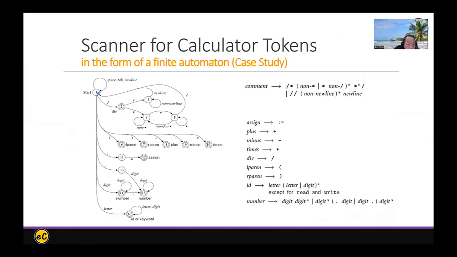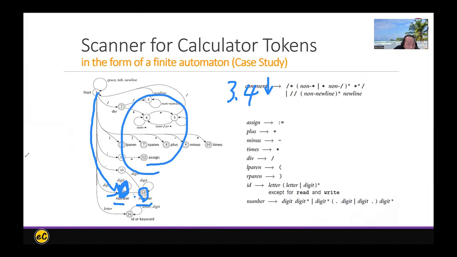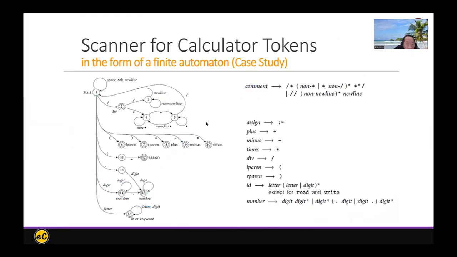So if you see a number, you go to the number state. If you see another number, it keeps repeating until you see a space or the end of the string. Then you finish a number. Or you see a dot, you go to the second number state, then you may have 3.4. You finish with a space, and you determine that's a number, but a fractional number. So this syntax tells us how to determine a symbol, how to tokenize a symbol.